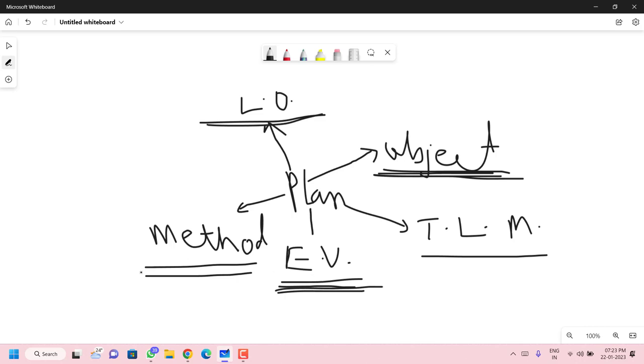And the method is the method of engagement, engaging the learner in the learning environment. This we have already seen. So you may be thinking that these are segregated and separate, but always remember, these are not segregated and separate. These are intertwined with each other and integrated in the planning. Integrated and intertwined means they all affect each other.